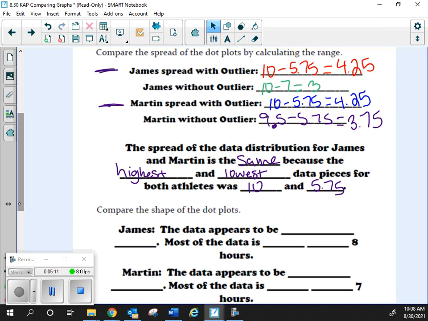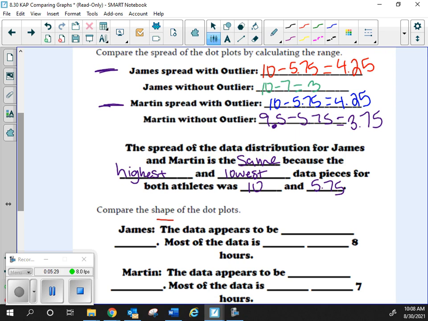Okay. Now we're going to talk about the shape. So I'm going to be talking about symmetrical or skewed. Skewed left or skewed right. So try and dig back from last Friday. For James, looking at his graph, the data appears to be what? Because most of the data is what?